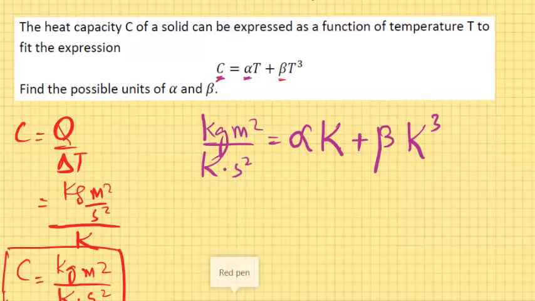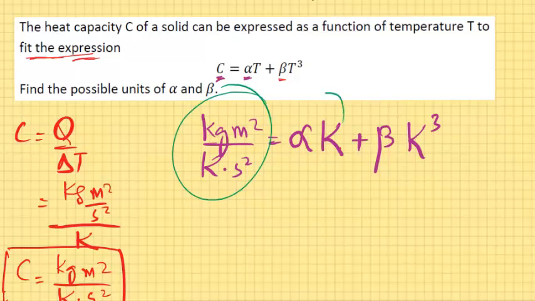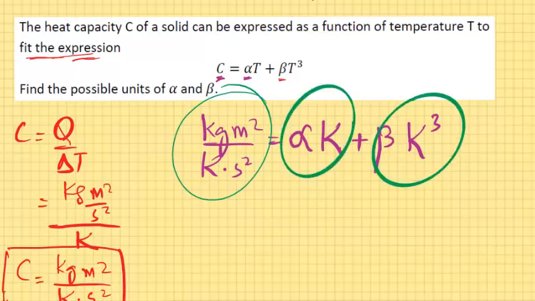Now what is important is that if it says that this fits the expression, if the equation is true, then all the terms must have the same SI base unit. So this term and this term and this term, all of these three terms must have the same SI base unit. Now look carefully. This is one term with the SI base unit kilogram meter square per Kelvin per second square. This is another term, alpha Kelvin, then this is another term, beta Kelvin cube. What I can say is these two terms must have the same SI base units.